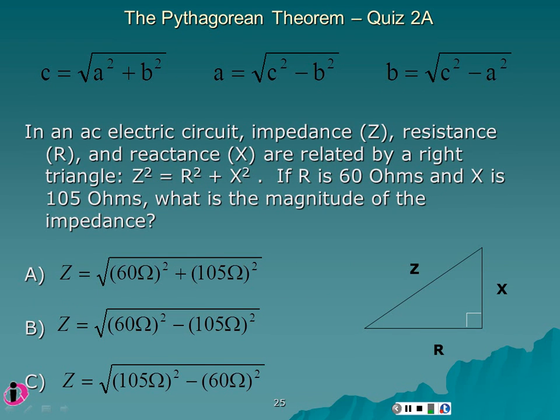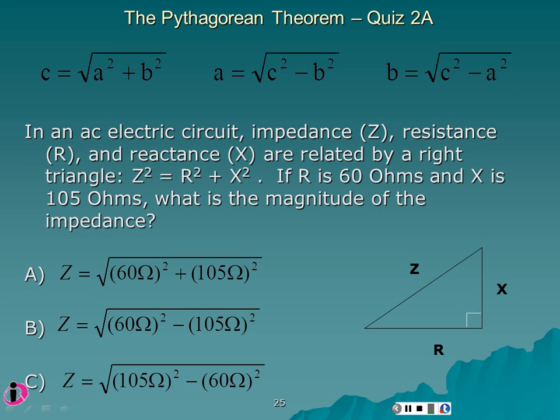Now in an AC electric circuit, look at the picture, the impedance Z, resistance R and reactance X are related by a right triangle. See, all you need is to understand how the problem is modeled by the triangle. Once you see the right triangle, that's it. You can apply the Pythagorean theorem. Now you see how the formula is applied. So Z is basically your hypotenuse here, right?